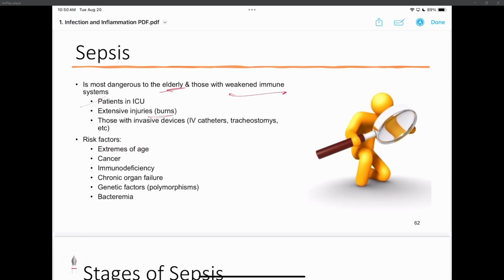Extensive injuries like burns. They lose tons of fluids with these massive full-thickness burns. You have all this wide open area. Any pathogen can just fall into that open tissue and cause an infection. They're very, very susceptible to sepsis.